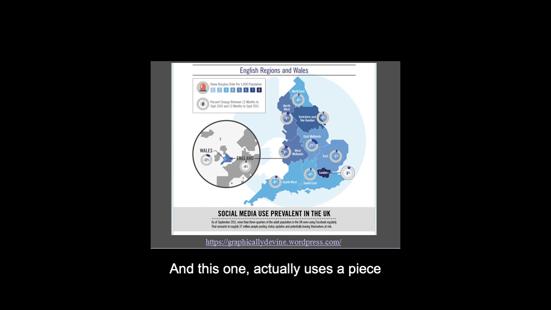And this one actually uses a piece that we're going to go into in our next type, which is the inset. So this locates, there's some regions here, and we're locating social media, the use of it in the UK. And so what I want to draw attention to is this area right here, which happens to be an inset.